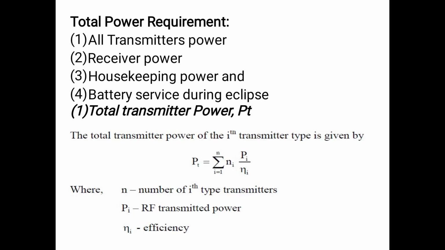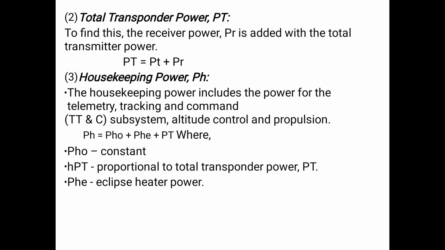Total power requirement: all transmitter power, receiver power, housekeeping power and battery service during eclipse. Total transmitted power of the ith transmitter type is given by Pt equals summation i equals 1 to N of Ni Pi by eta i, where Ni is the number of ith type transmitters, Pi is the RF transmitted power, and eta i is the efficiency. Total transponder power Pt: to find the receiver power, R is added with the total transmitter power, Pt equals Pt plus R.